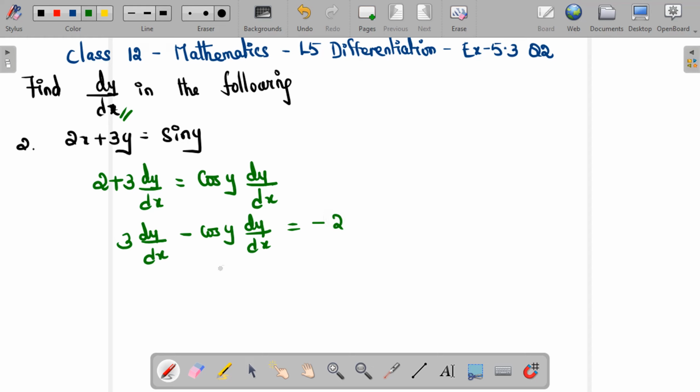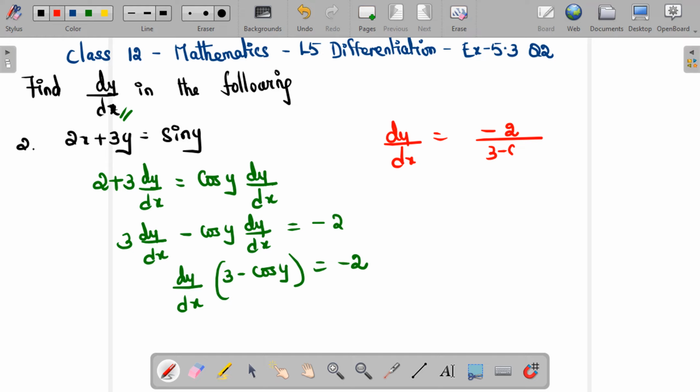I've just taken this to the other side. Take dy by dx outside. So dy by dx into 3 minus cos y is equal to minus 2. So we need the value for dy by dx. So dy by dx is equal to minus 2 divided by 3 minus cos y, which can also be rewritten as 2 divided by cos y minus 3. I'm absorbing the negative sign into the denominator and writing it in this fashion.